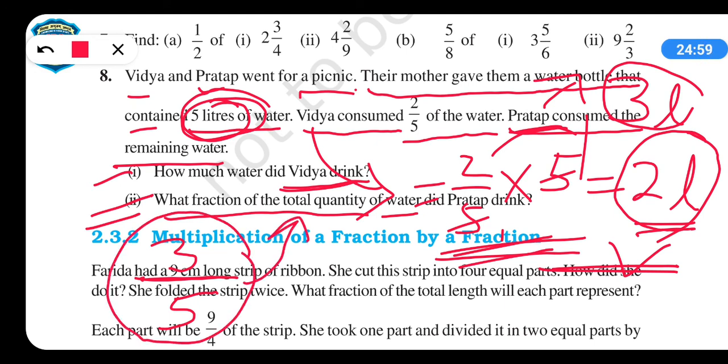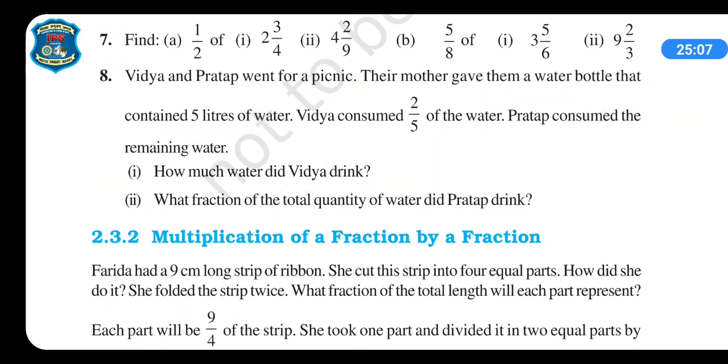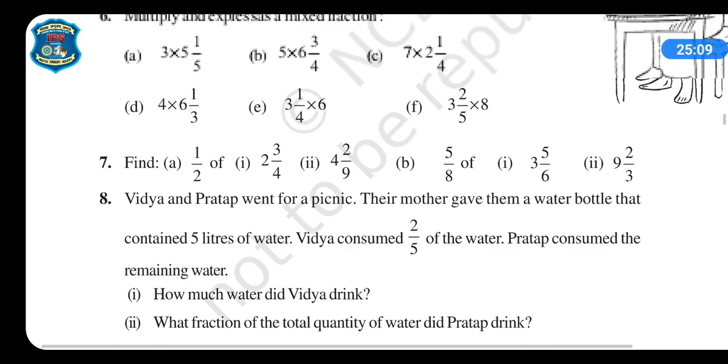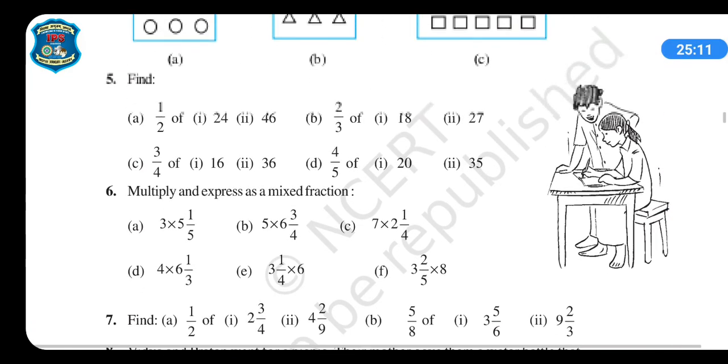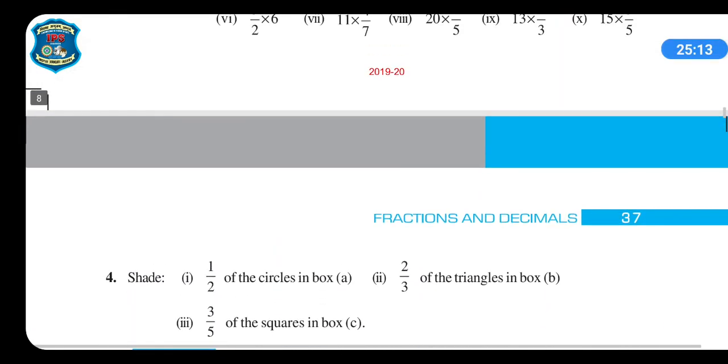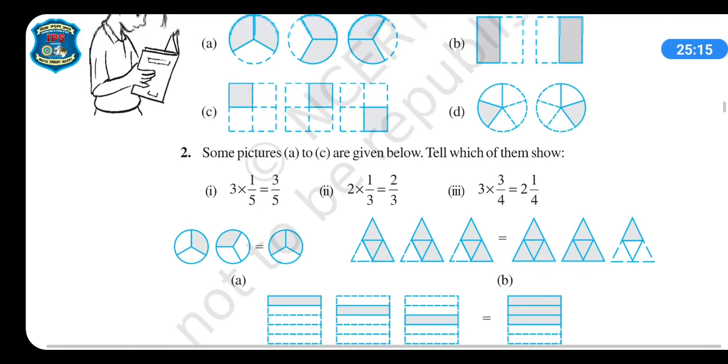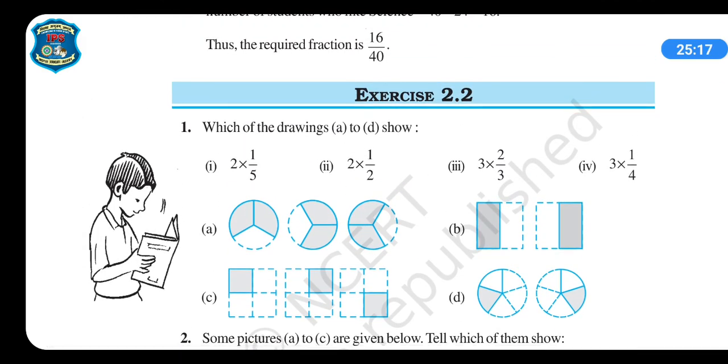राइट, दिस इज द सेकेंड पार्ट. सो फर्स्ट पार्ट है, सेकेंड पार्ट है, यू कैन डू इट. ये दोनों पार्ट कर लेंगे. दिस इज योर 8th क्वेश्चन. सो इन दिस वे you have to finish this exercise 2.2. कर लेंगे. Got it? Thank you.